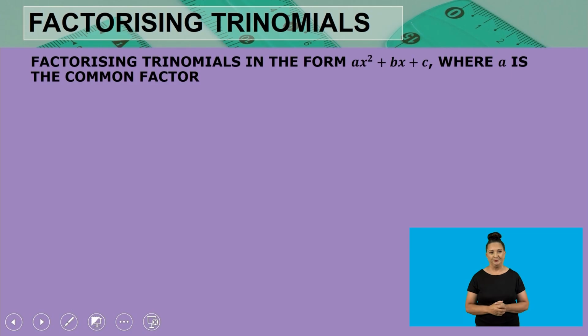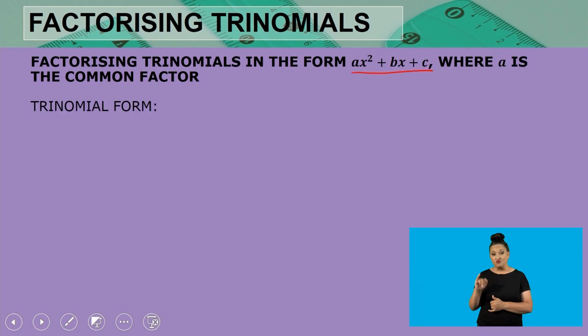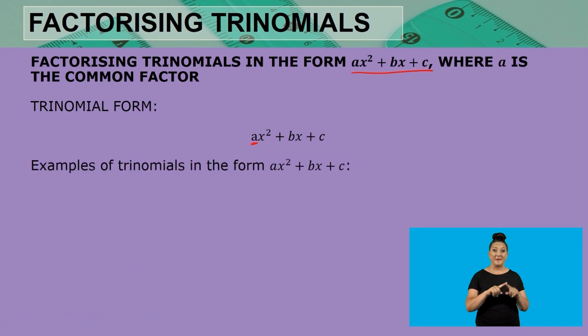So let's move on to factorizing in the form of ax squared plus bx plus c, where a is the common factor. Now, do you remember how to take out the common factor? Let's look at a few examples. The form that we are looking at is ax squared plus bx plus c, where a is the common factor. So now a is that first one there, and then it is going to be the common factor with all our trinomials.